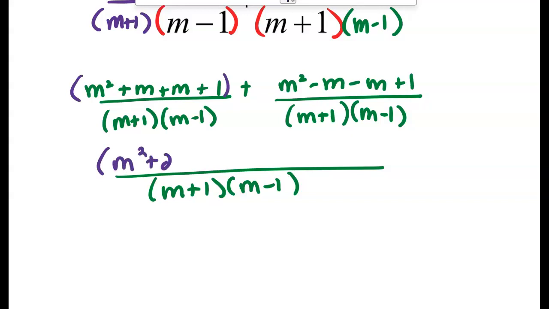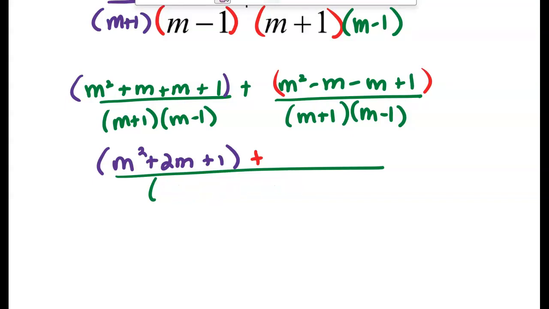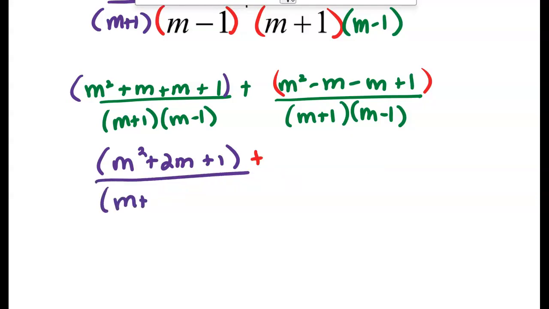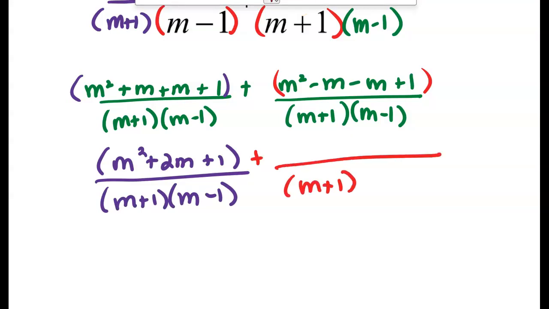M squared plus what? 2m plus 1. Alright. Plus, don't these two add together? Now, honestly, I probably should have written it like this. I think you might do better if I did. Just keep it for a moment like this, where we do a little more simplifying. Sorry, I backtracked. My fault. You can keep it as the single denominator as well. But what do we get here? M squared minus 2m plus 1.